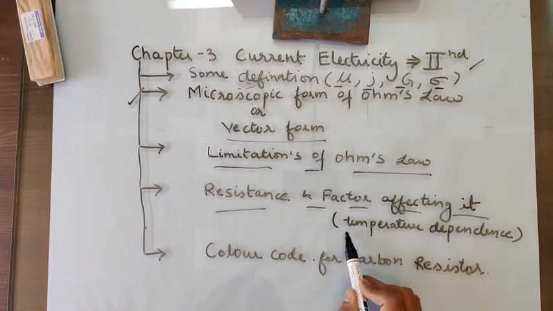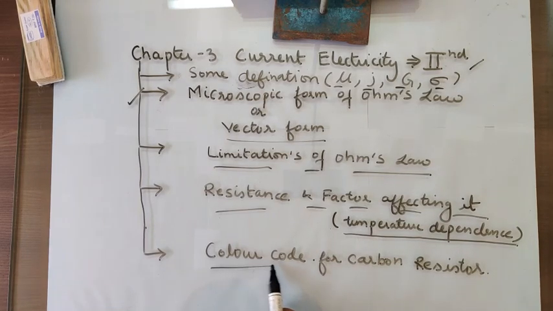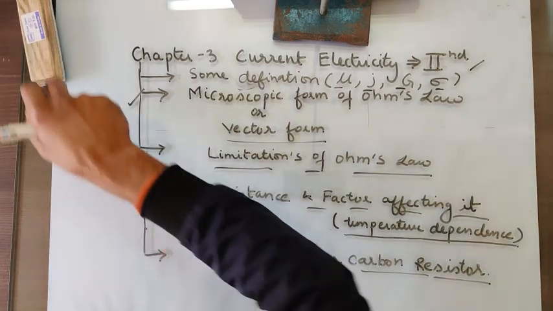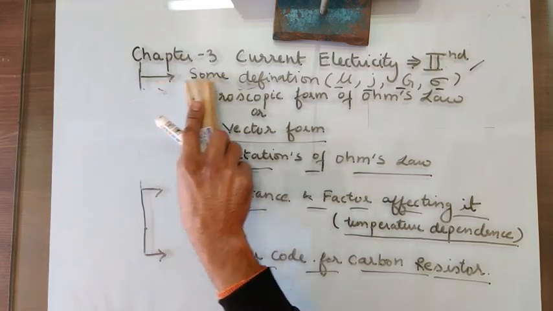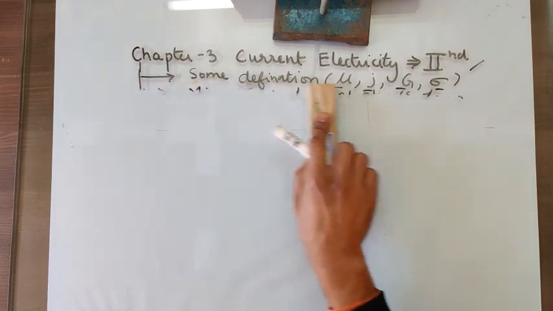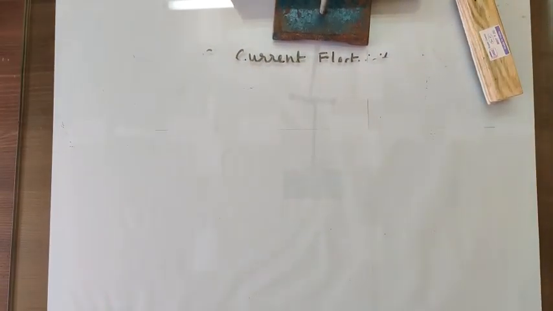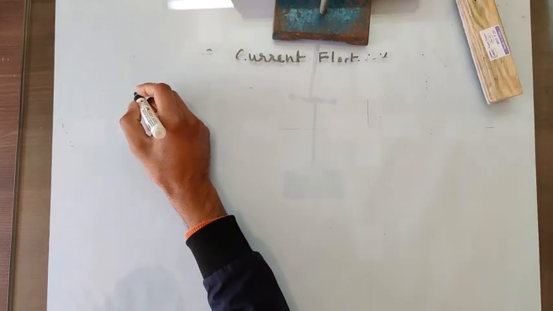And mainly, temperature dependence of a carbon resistor. And finally, color code for carbon resistor. So let's start. So first of all, basic terminologies.